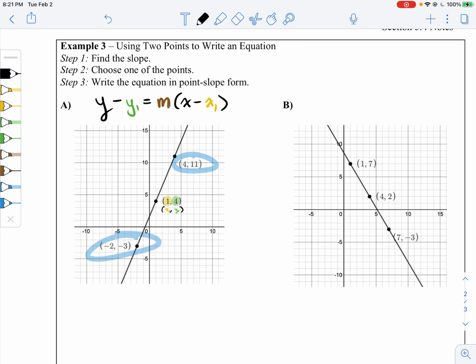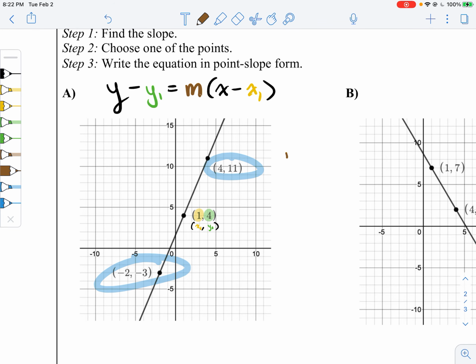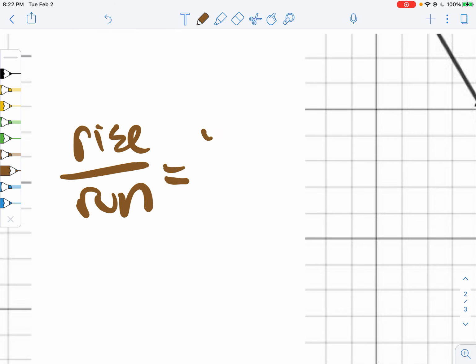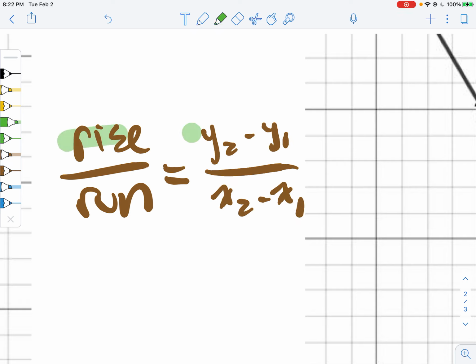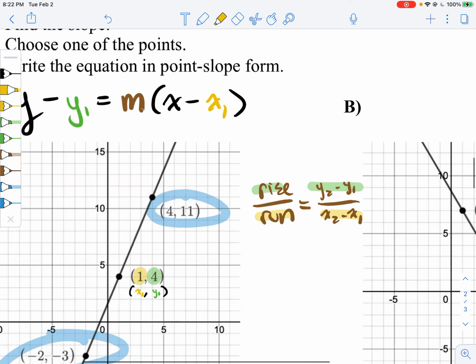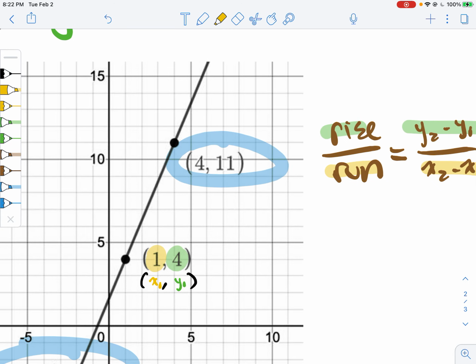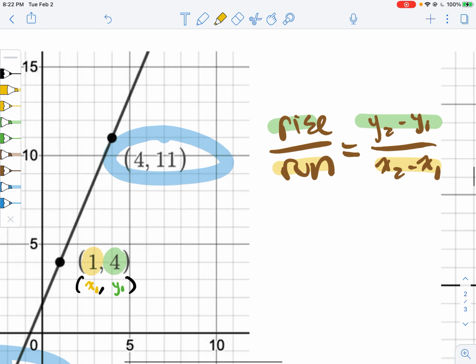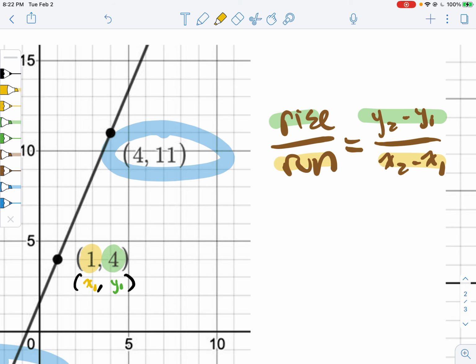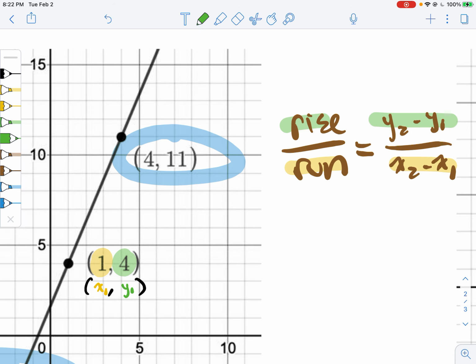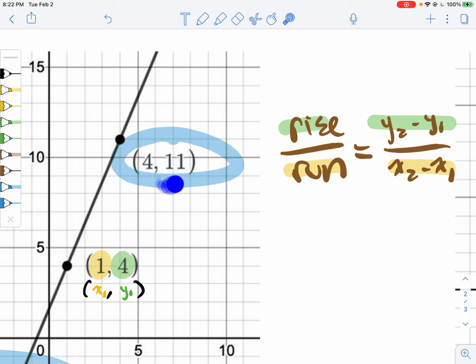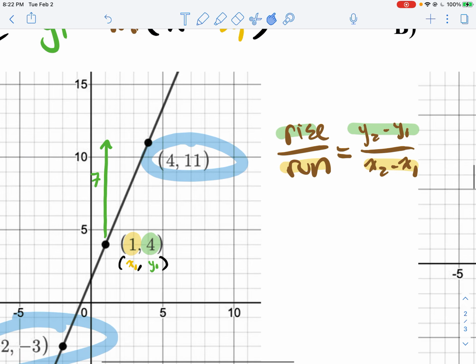Well, remember, slope is rise over run. And if you want to use the formula for slope, y2 minus y1 over x2 minus x1, you are welcome to do so. However, since we have a graph to look at, I'm just going to trace it on the graph and find out what that is. So let's look at our rise. How far up do we go when we go from 4 all the way up to 11? Well, 4 to 11 is an increase of 7. So our rise is 7.